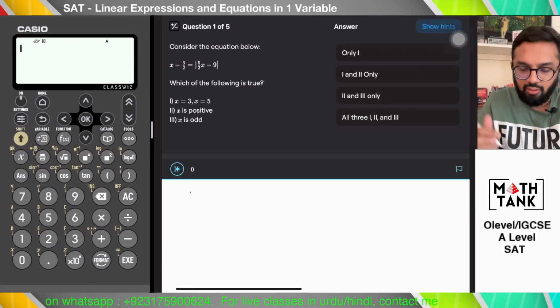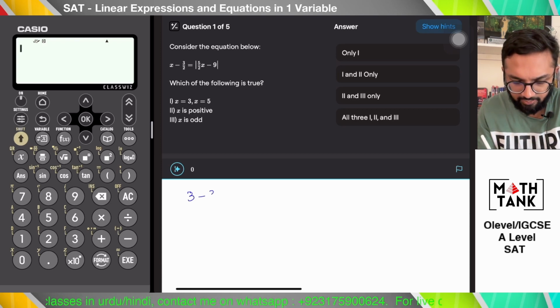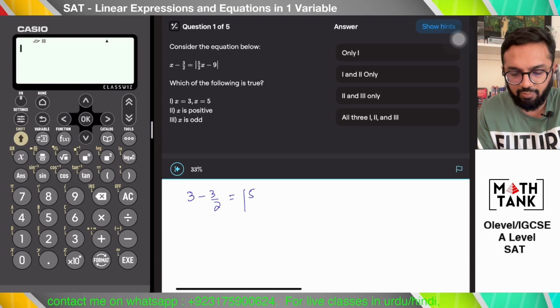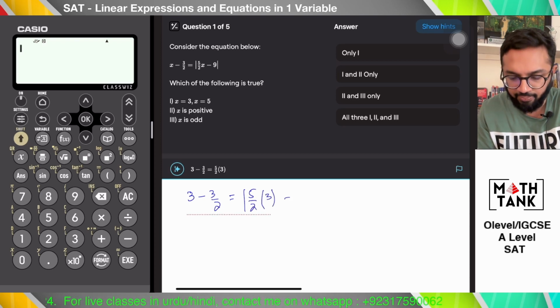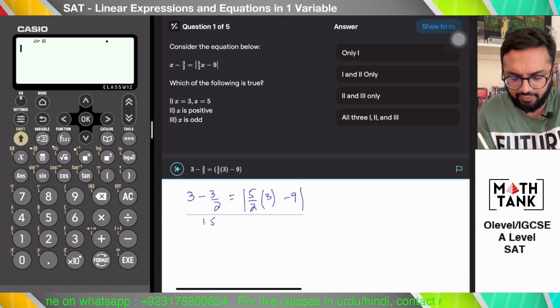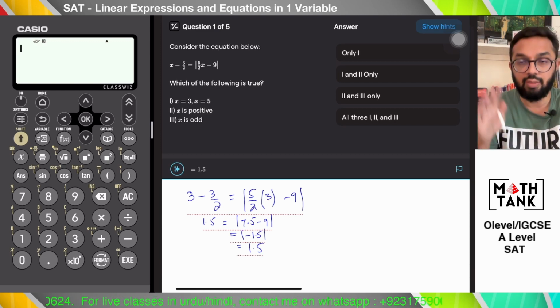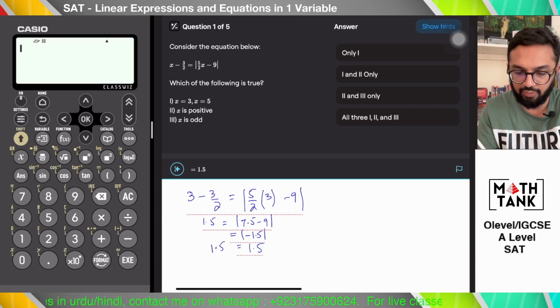Okay, so let's try to do this last question. It says 3 minus 3 over 2. I'm trying to just verify because it's not something that I want to solve directly. I don't want to solve an equation. I know that at the end I have to verify my answer. So this gives me 1.5 and this gives me 7.5 minus 9. Now you should remember that a modulus is basically something that helps you get a positive answer all the time. So a negative 1.5 inside a modulus would mean 1.5. So 1.5 equals 1.5. So I think 3 is the correct answer.